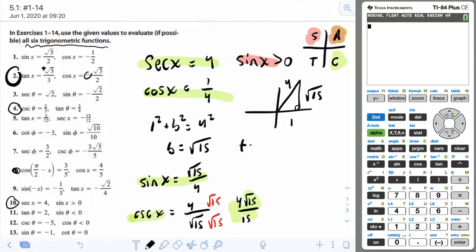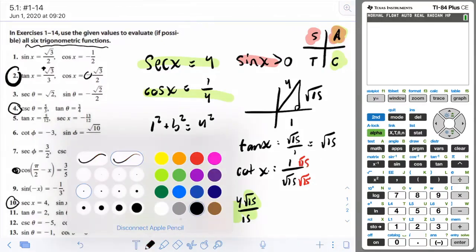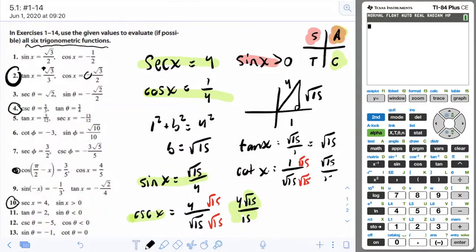So tangent of x is going to be opposite over adjacent, so that's root 15 over 1, which is just the square root of 15. Cotan of x should be the reciprocal of that, which is just 1 over square root of 15. Again, we're going to rationalize the denominator. I just like to do that in different colors. So root 15, and you end up with the square root of 15 over 15. So that means tan of x, we've got our answer, cotan of x. So we've got all 6. So that's an example of how you can do something like number 10.